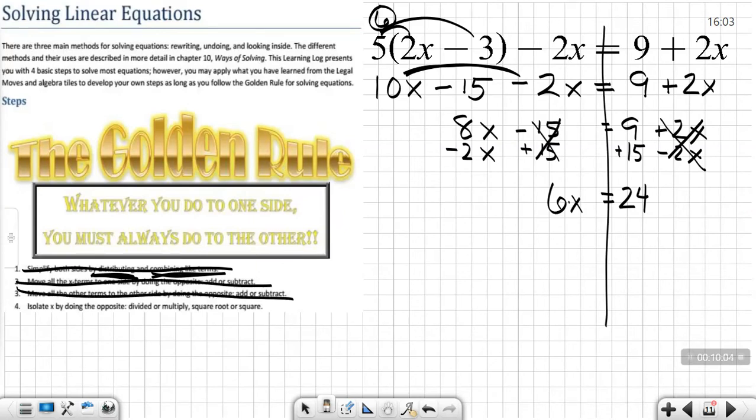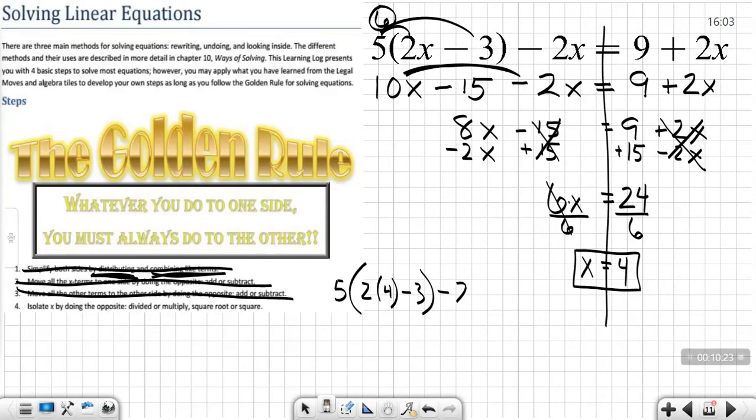Now I isolate x. Again, it's 6 times x, so I do the opposite, division. Divide by 6 on both sides, finding that x equals 4. Now, is that the true answer? Well, let's double check it. Again, you can always plug it back in. I'll substitute. In this case, it'll go in for x right here.